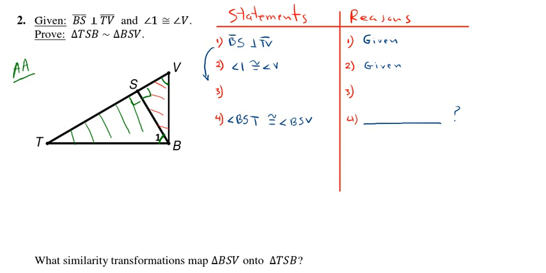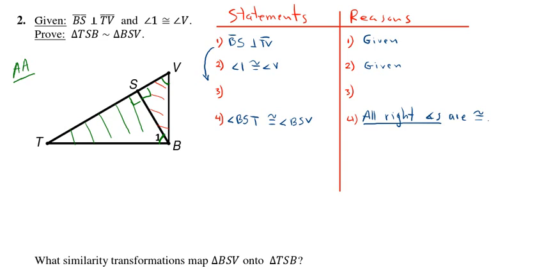What's the reason? Why are they congruent? And if you cannot give me a reason, it's probably because you are missing one step. Why are they congruent? Well, they are congruent because they are right angles, and all right angles are congruent. There's a theorem that says that all right angles are congruent.